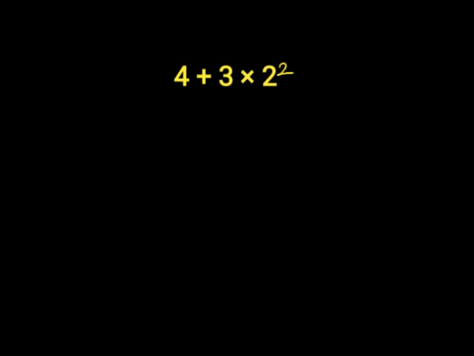4 plus 3 times 2 to the power of 2. 4 plus 3 will give us 7. Then we have 7 times 2 to the power of 2. 2 to the power of 2 is 2 times 2. 2 times 2 will give us 4. Then we have 7 times 4. 7 times 4 is equal to 28.